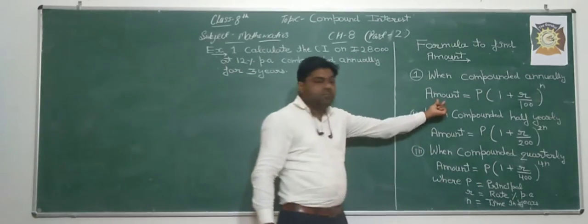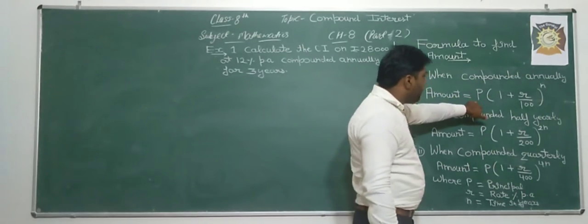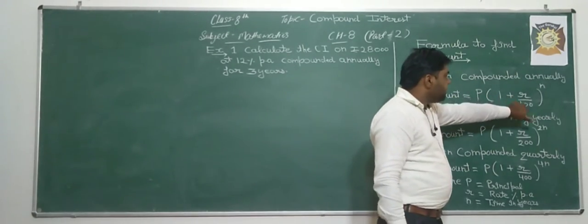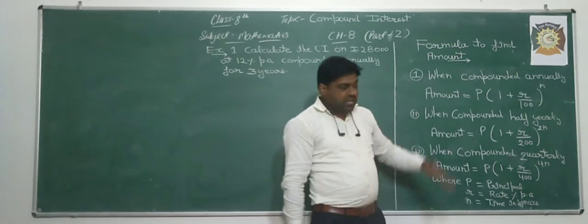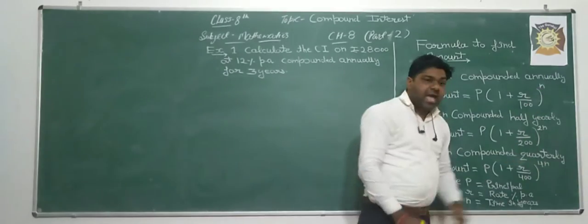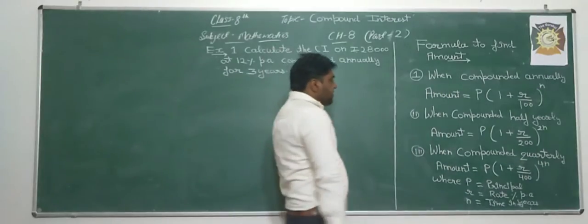Note down, that is amount. Formula to find the amount: principal into 1 plus rate upon 100 raised to the power time. Here n is the time in years. So this is the formula.